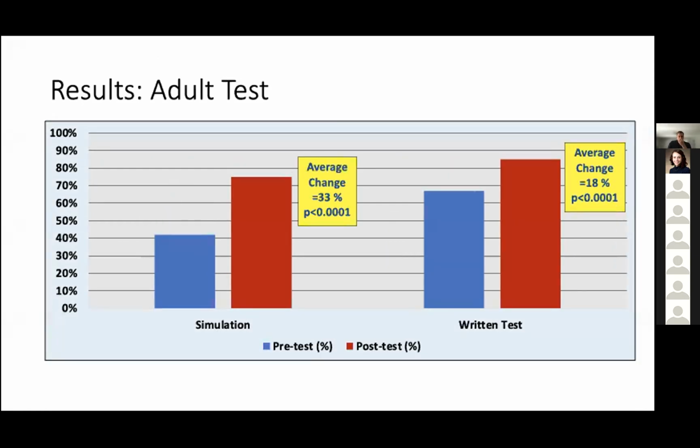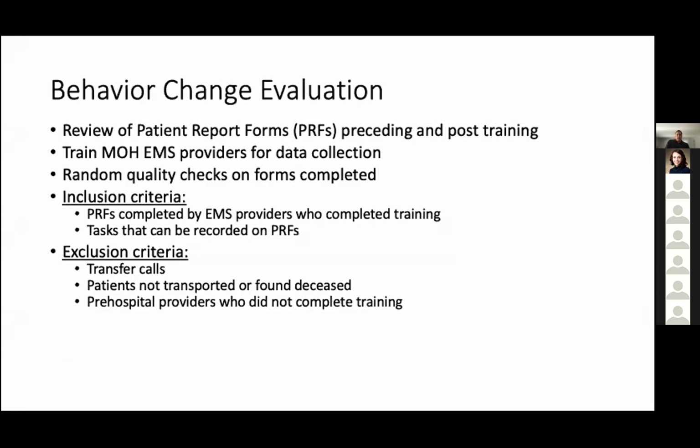For the adult content, as I mentioned, we developed two different simulation training programs. The pediatric program, which I'm focusing on now, but we also developed an adult component. And so for the adult content, when comparing pre and post simulation scenario tests, we found an average change of 33%. And for the written tests, we saw an average improvement of 18%.